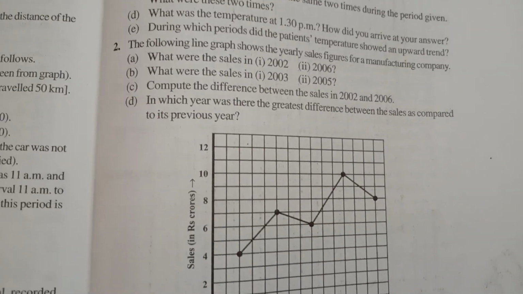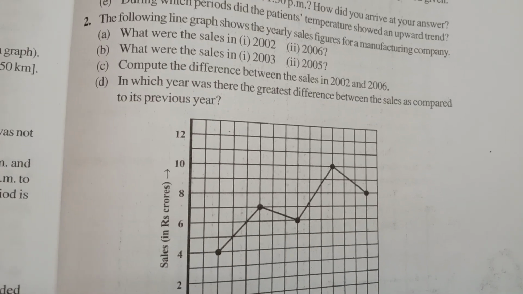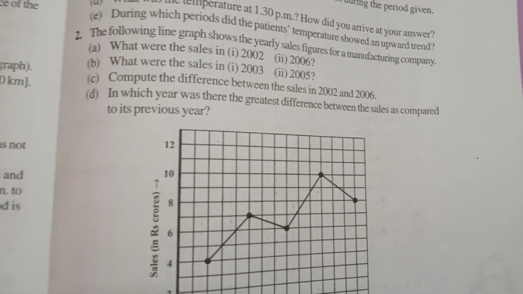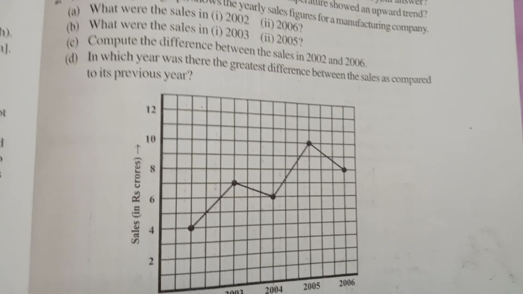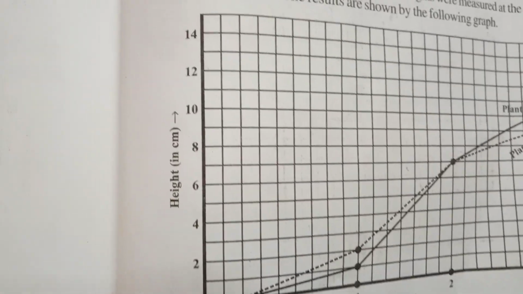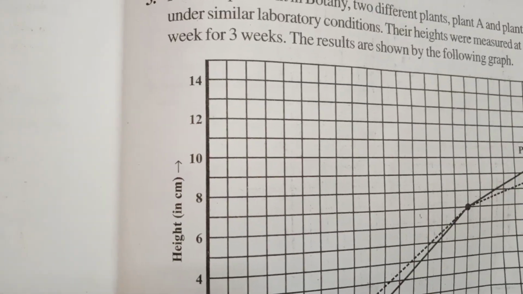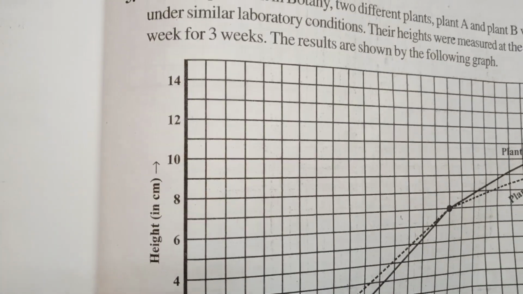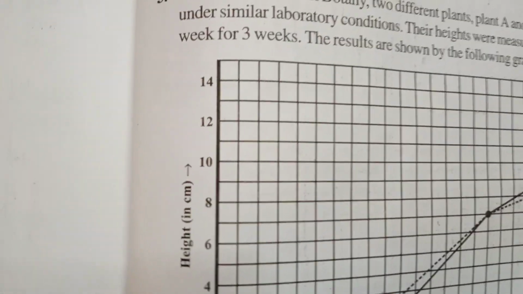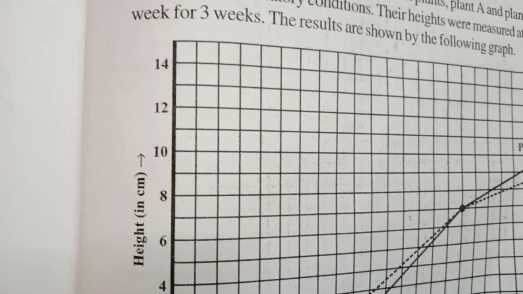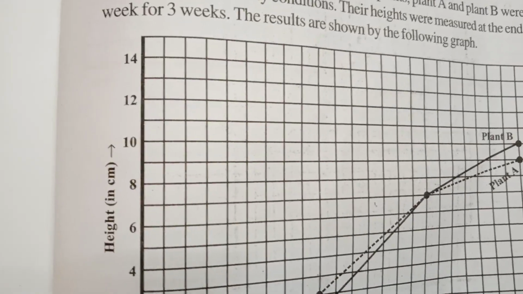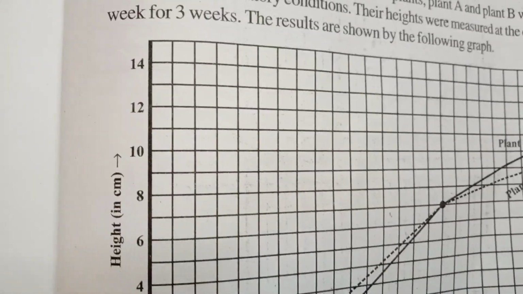The rest of the questions, question number 2 and question number 3, you can finish in the textbook itself, answering the questions by observing the given linear graphs. In question number 3, in the same graph they have represented two different plants, plant A and plant B, and how they have grown. In a botany experiment, two plants were grown under similar laboratory conditions. Their heights were measured at the end of each week for 3 weeks. The result is shown in the graph.